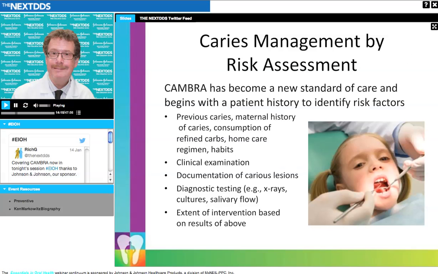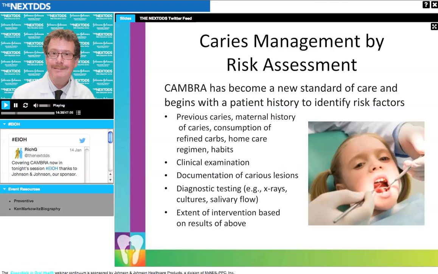Caries management by risk assessment. This has become really very, very important as being recognized as a thing that dentists and dental schools and so forth should do.